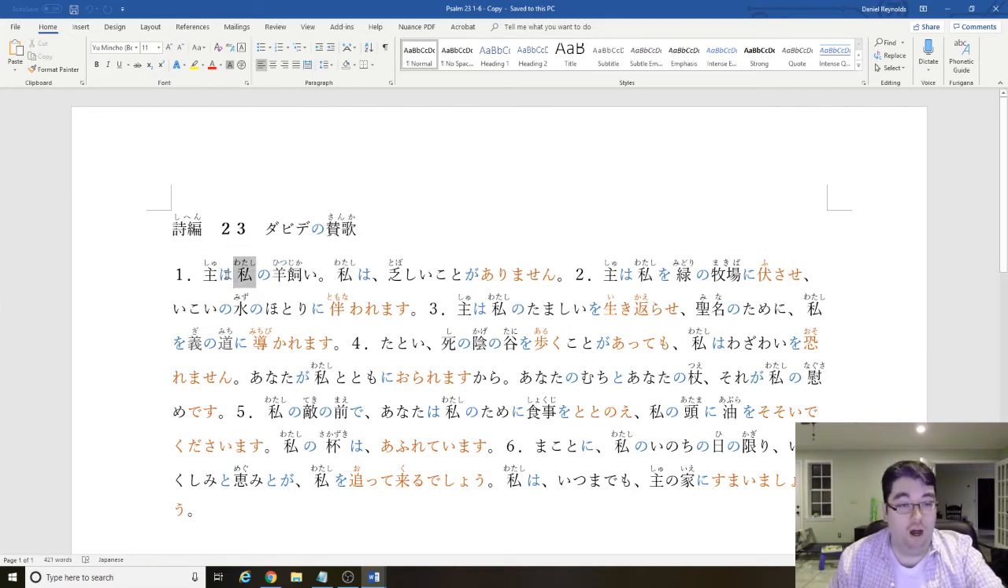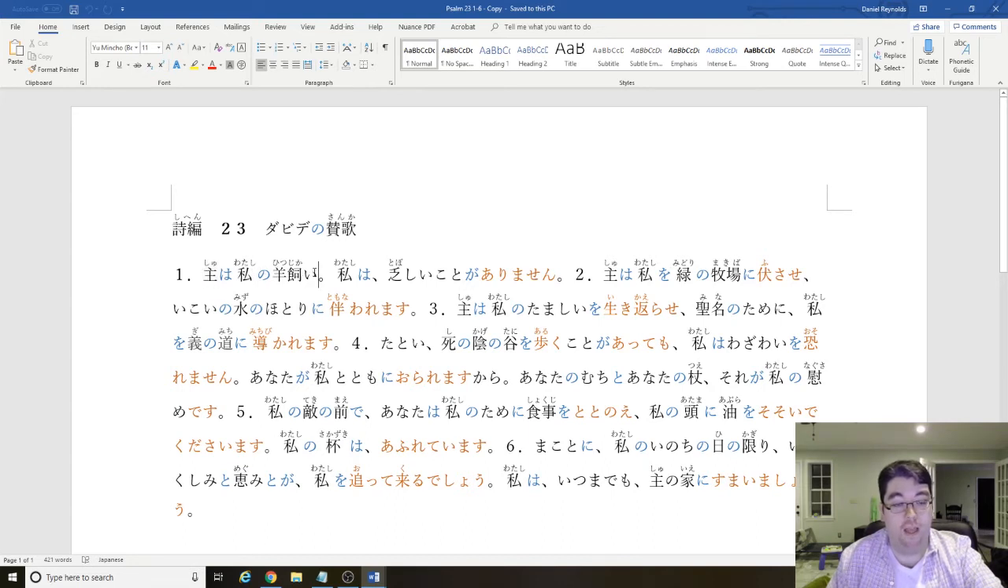And this wa right here signifies that this is the subject. This is the subject marker. So shu wa. Watashi means I, me. Shu wa watashi no. Again, this is apostrophe S, hitsujikai. Hitsujikai is the word for shepherd. So shu is the Lord, wa is the subject marker, and this is my apostrophe S, my shepherd.